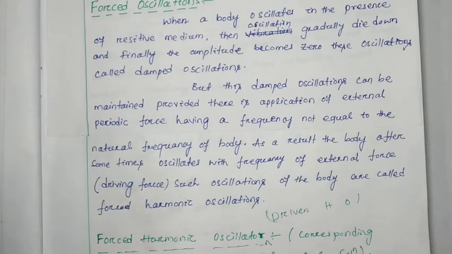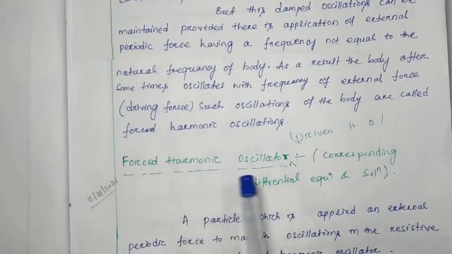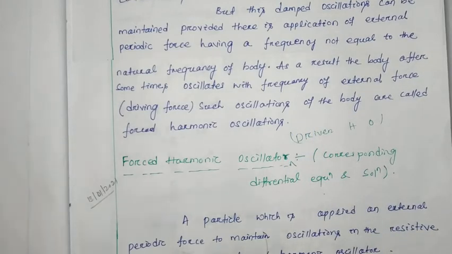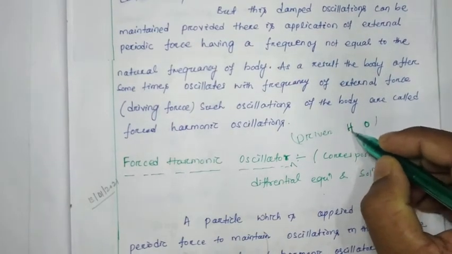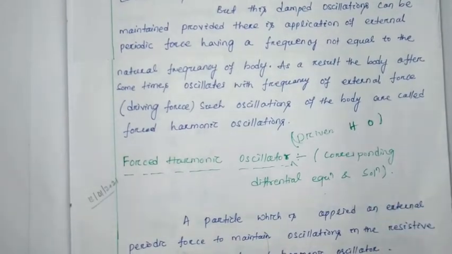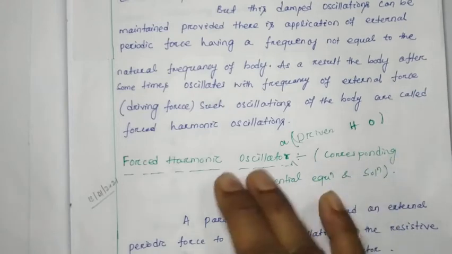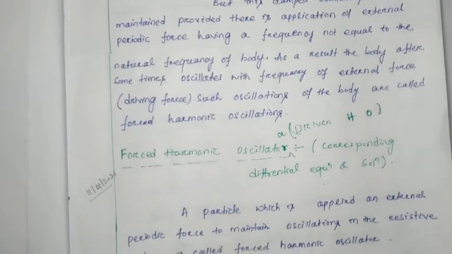Now we have to go for the mathematical derivation of the forced harmonic oscillator, or you can write driven harmonic oscillator, and the corresponding differential equation and solution. You just put this heading.